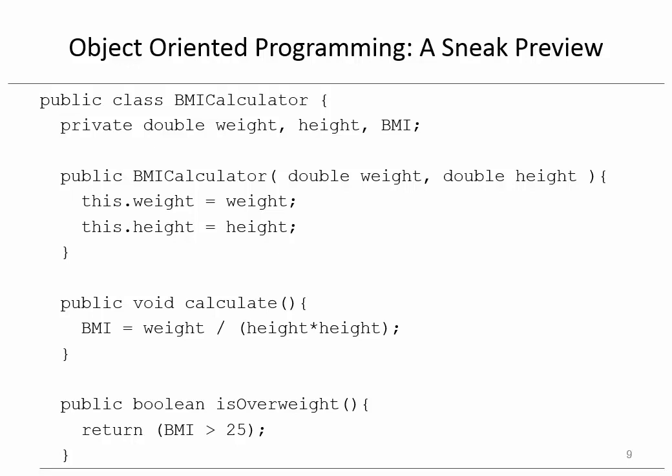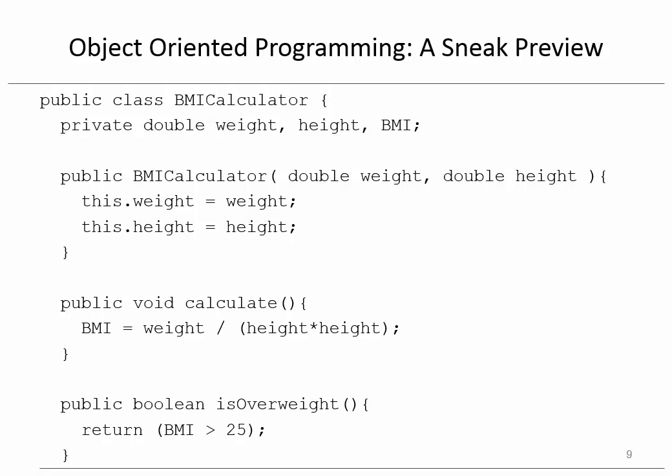The first procedure we have is BMI calculator. You may note that this procedure, BMI calculator, has the same name as the class. This is why we call this procedure or method a constructor. A constructor will allow us to construct objects from a class. This constructor takes two input parameters, weight and height, and will as such create a BMI calculator object.